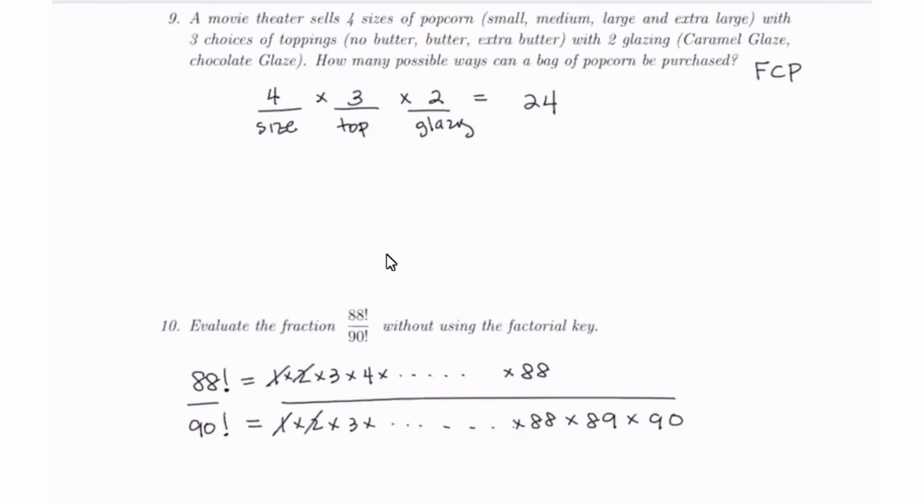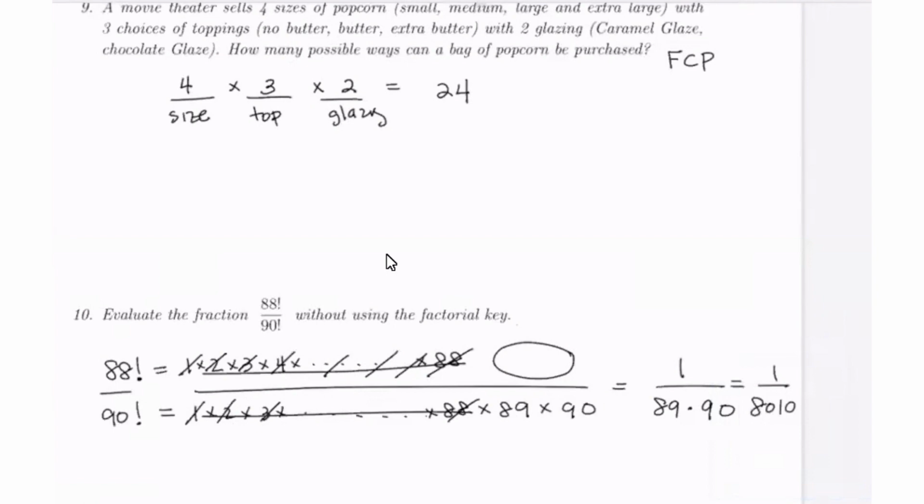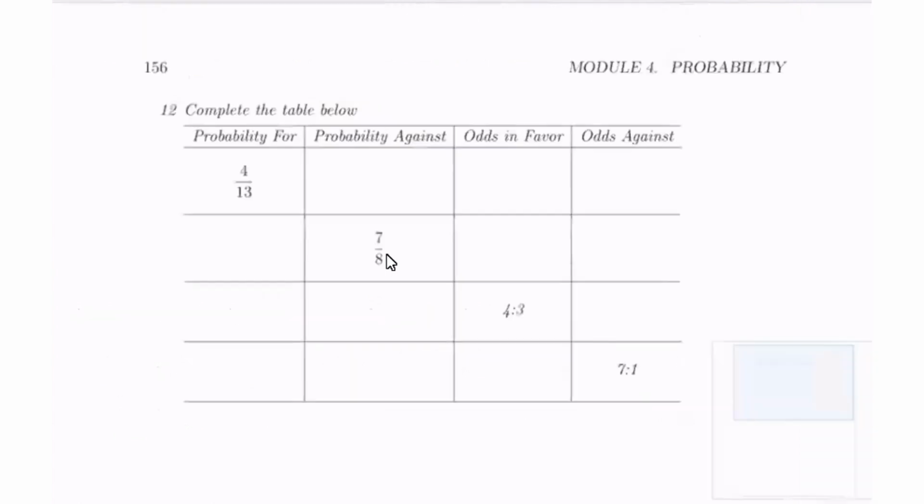Same numbers in the numerator and the denominator, everything cancels all the way down to 88. What's left is 1 over 89 times 90. So 89 times 90 is 8010, so that is 1 over 8010. That's the factorial key. All right, let's turn to the next page, which is the last page.